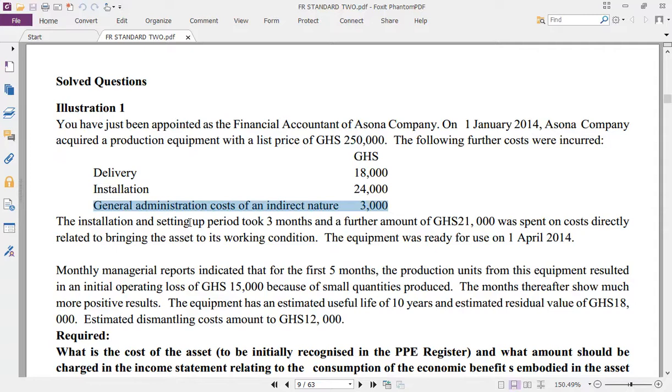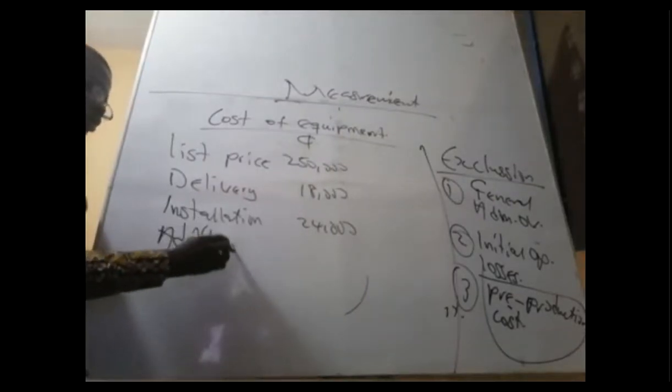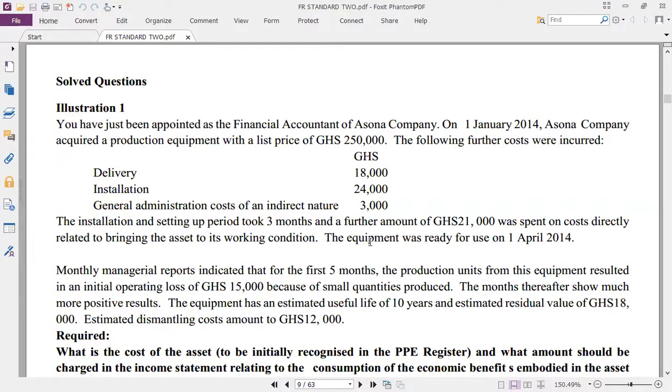It says that the installation and setting up period took 3 months, and a further amount of 21,000 cedis was spent on costs directly related to bringing the asset to its working condition. Should it be part? Yes, to make the asset ready for its intended use. So therefore, it should be part. Call it additional installation cost of 21,000.